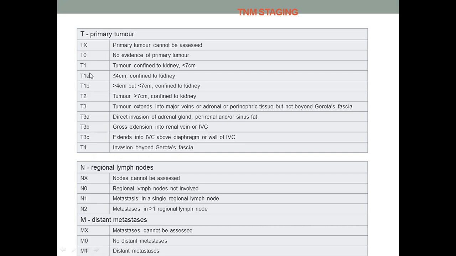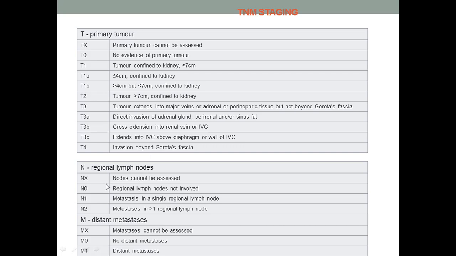Again, coming back to T1, T1A is less than 4 centimeters. T1B is between 4 to 7 centimeters in size, and T2 is more than 7 centimeters but confined to the kidney. T3 is the one which is coming outside the kidney. If it involves the adrenal, veins, or perinephric tissue, then this is called T3A. T3B is going into the renal vein or IVC, and T3C is going into the IVC above the diaphragm or invading the wall of the IVC. And T4 is, as I said earlier, invasion beyond Gerota's fascia.